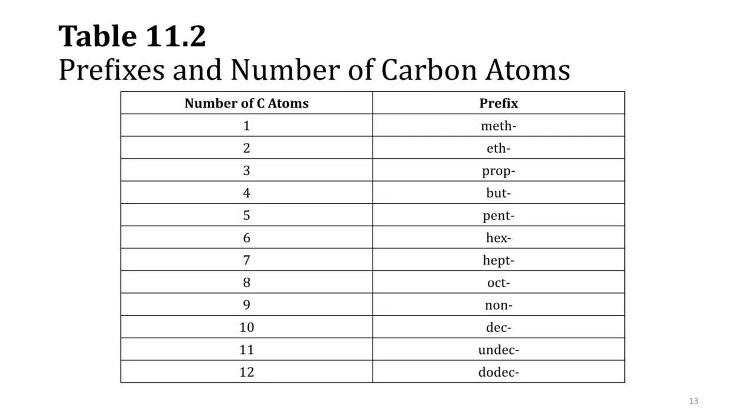So if we were looking at alkanes, for example, let's just go from C1 to C12, we would have methane, ethane, propane, butane, pentane, hexane, heptane, octane, nonane, decane, undecane, and dodecane.